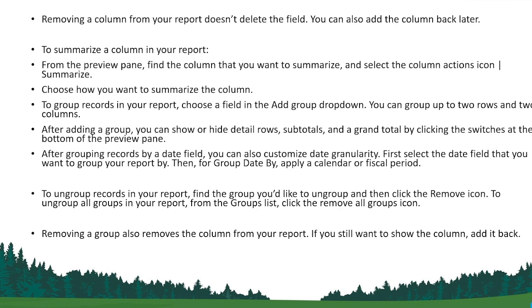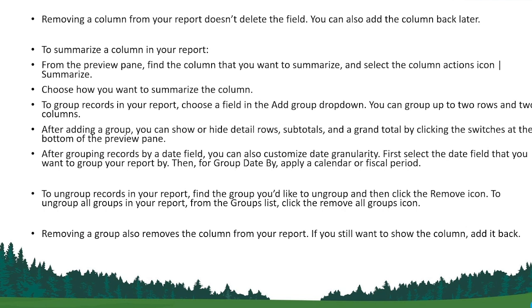Then you summarize a column in your report. In the preview pane, you can find the column that you want to change, where you want to extract the data or get the summarized data. Then here you select the column actions icon, and that is the summarize icon. So you are just clicking on the column for which you want the summarized data. Then you also select what type of summary you want for the column.